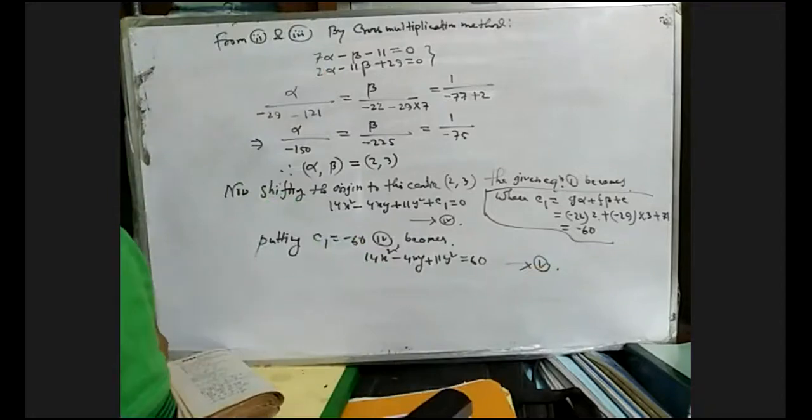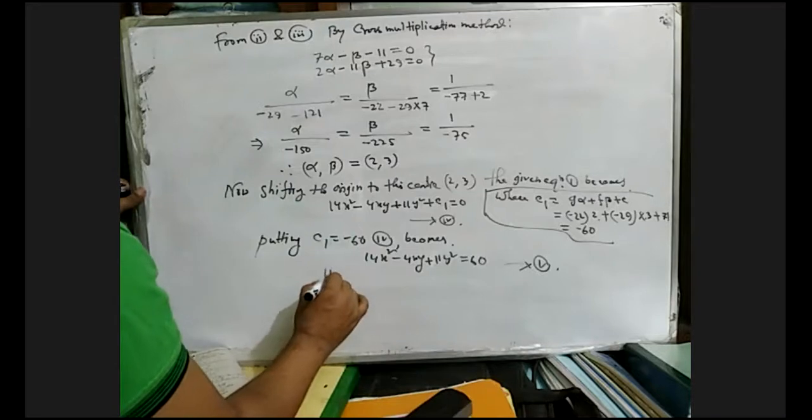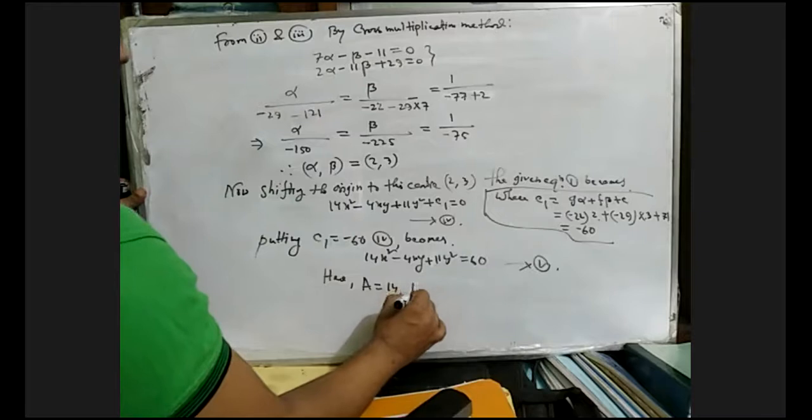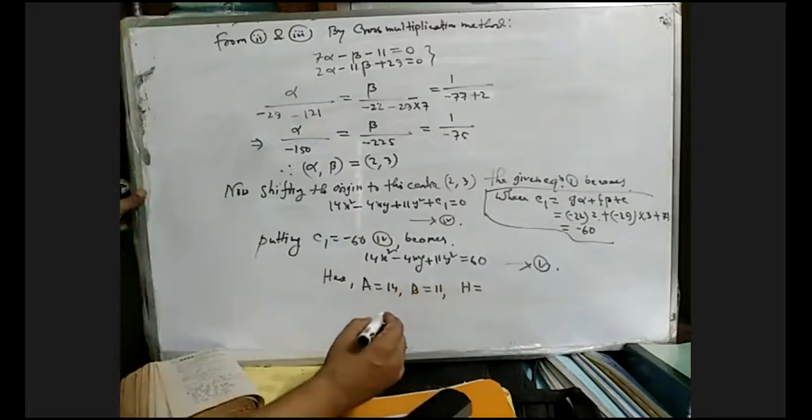Comparing with the standard form, here a equals 14, b equals 11, and h equals -2.